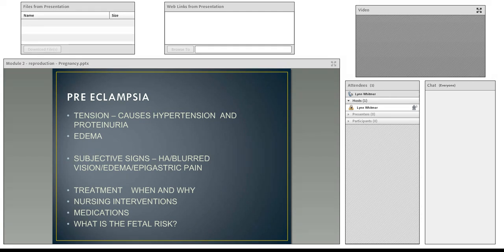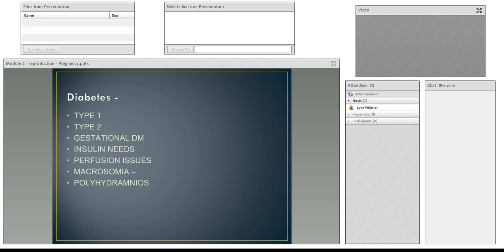So what's the fetal risk in preeclampsia? It's called IUGR, or intrauterine growth restriction, where the baby is too small, and I will show you some pictures of that. The other big problem we need to talk about is diabetes. Diabetes comes in many flavors, type 1, type 2, and gestational. I know you've learned about type 1 diabetes, and that is where there is no insulin available to counteract the blood sugar or to help facilitate the sugars into the cells.